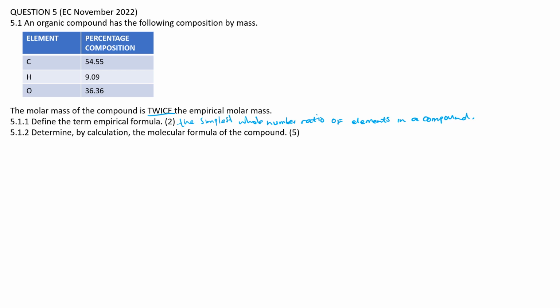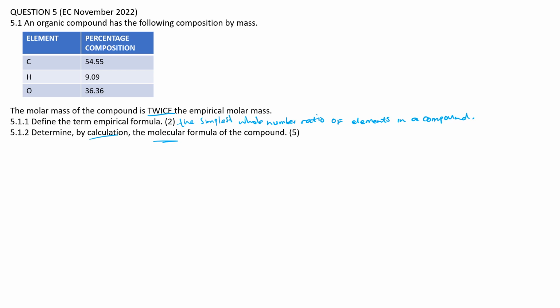Then the next question says, determine by calculation the molecular formula of the compound. Now, how do you determine the molecular formula? You need to first determine the empirical formula. And once you've determined the empirical formula, you are then able to find the molecular formula of the compound. Let us start with the empirical formula.